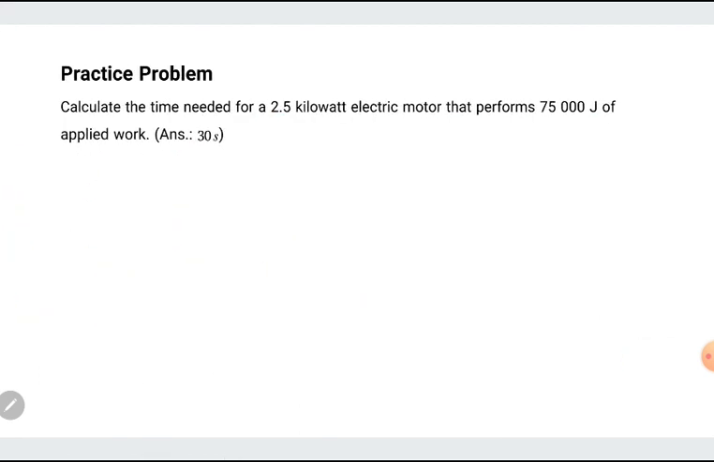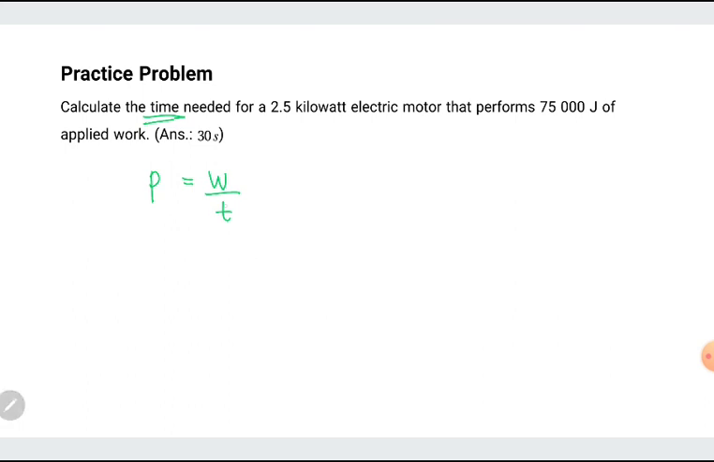Okay, now this time, this is a power problem. Calculate the time needed for a 2.5 kilowatt electric motor that performs 75,000 joules of applied work. So our formula for power is work divided by time. But we are asked for the time, so we have to do some manipulation.